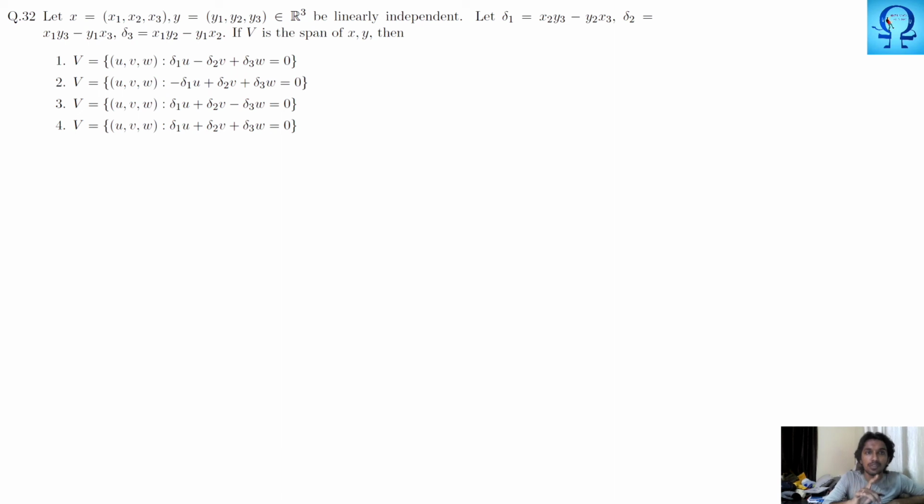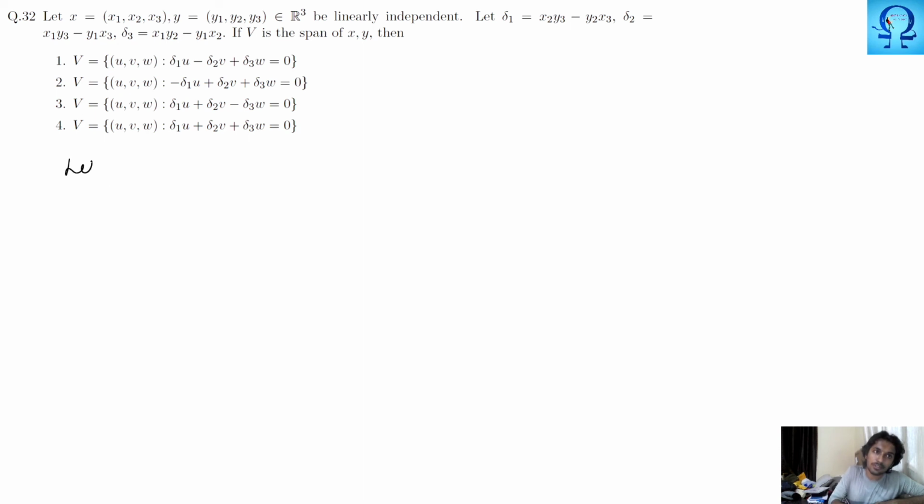Here we have two vectors which are linearly independent. These two vectors are taken from R3. So basically, whatever the space that we consider, if we are talking about the linear independence of two vectors, it just means that they are not scalar multiples of one another. And here they have defined some delta 1, delta 2 and delta 3, and V is the span of x and y.